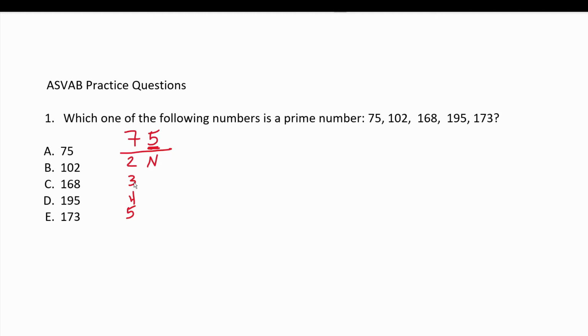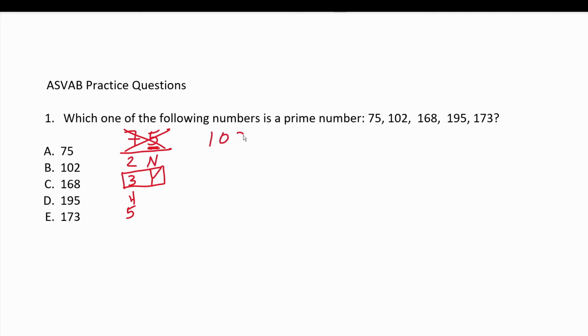Again, to determine if a number is divisible by 3, we sum the digits. So 7 plus 5, that's 7, 8, 9, 10, 11, 12. Is 12 divisible by 3? Yes. So 75 is also divisible by 3. In fact, 25 times 3 is 75. So right here, we know 75 is divisible by 3, so it is not prime.